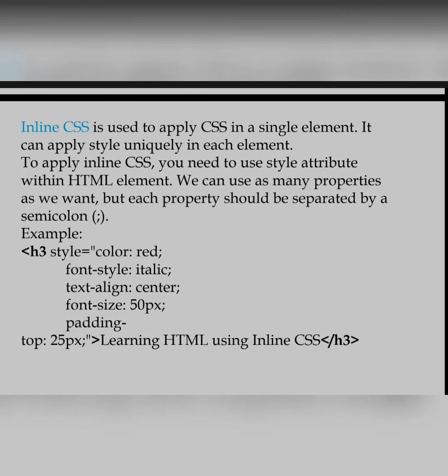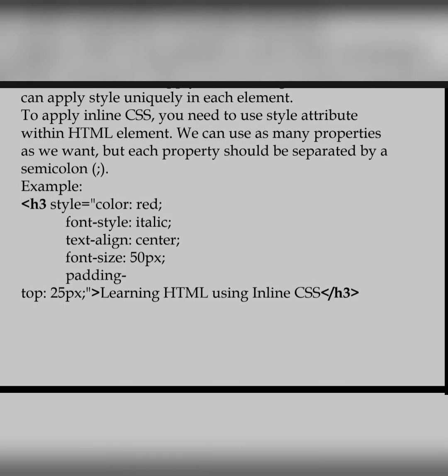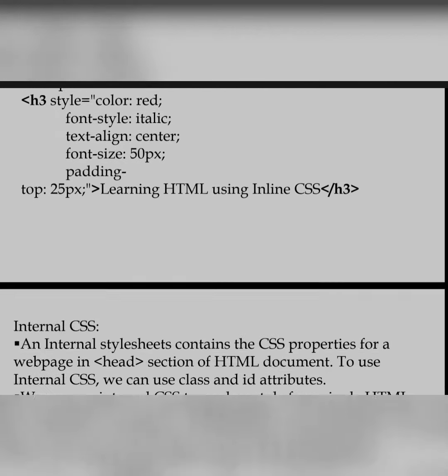Inline CSS is used to apply CSS to a single element. It can apply style uniquely to each element. To apply inline CSS, you need to use the style attribute within the HTML element. We can use as many properties as we want, but each property should be separated by a semicolon. This is a good example for CSS: H3 style, meaning header style, color red, font-style italic, text-align center, font-size 50 pixel and padding-top 25 pixel. Learning HTML using inline CSS.